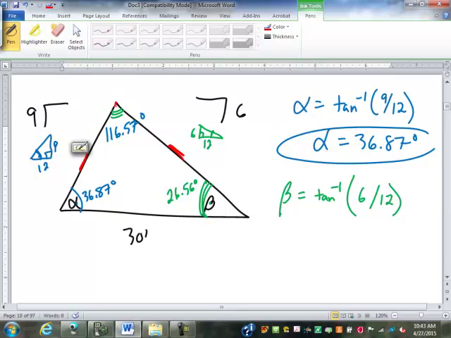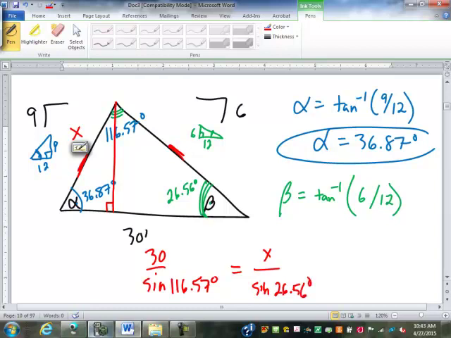Well, we want to find the height here. To find that height, if I know one of those sides, I can find the height based on the angles. So let's look at this side here. I have the 30 over sine of 116.57 degrees. See where I'm going with this? If I call this x, it'll be x over what? The sine of 26.56 degrees.